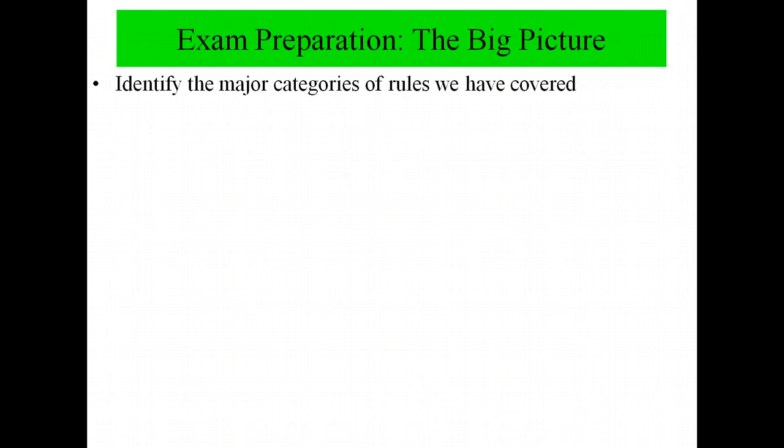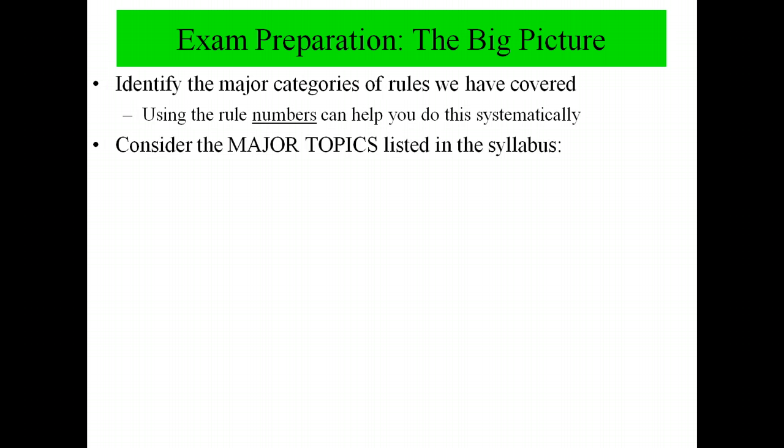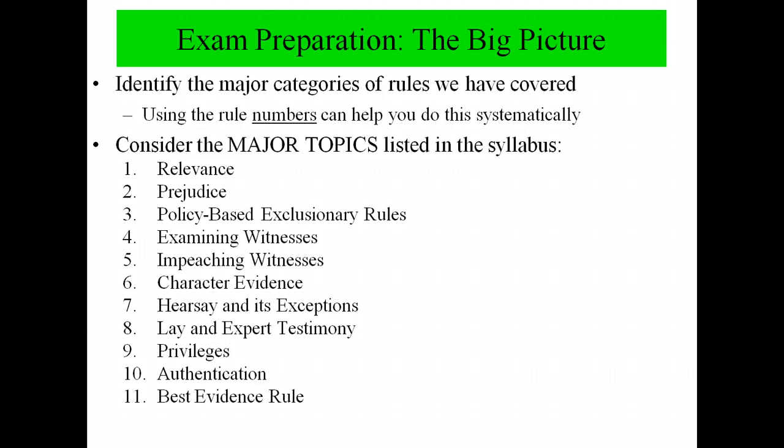Evidence is a big subject, and we've covered a lot of rules over the course of the semester. Spotting the issue is critically important in evidence, and it can be very difficult to do given the breadth of what we've covered over the semester. I suggest that you start by identifying the major categories of rules that we have covered. Using the rule numbers can help you here. You should also consider the major topics listed in the syllabus.